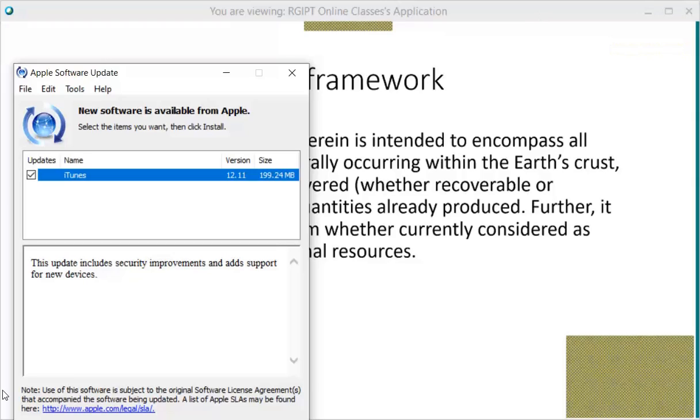The term resources, as used herein, is intended to encompass all quantities of petroleum naturally occurring within the Earth's crust, both discovered or undiscovered, plus those quantities already produced, whether recoverable or unrecoverable. Further, it includes all types of petroleum, whether currently considered as conventional or unconventional. All combined. Okay?